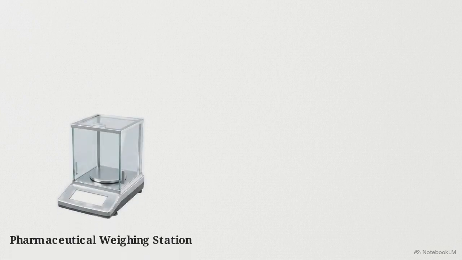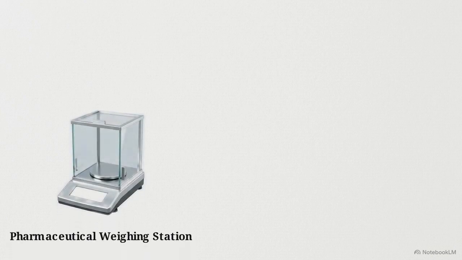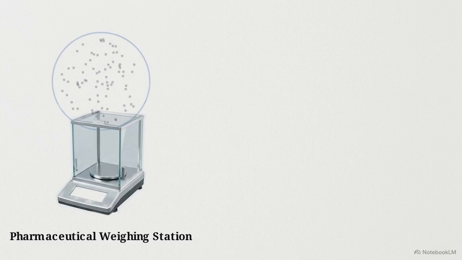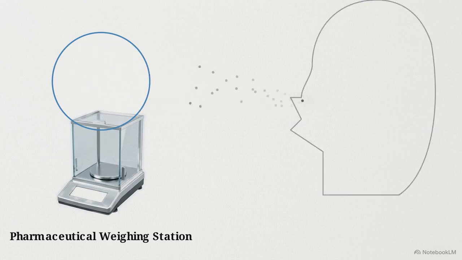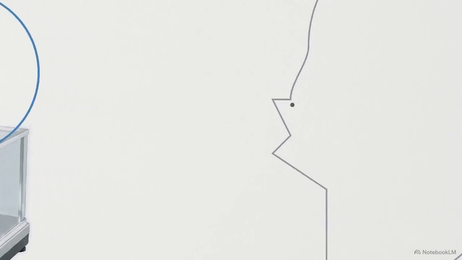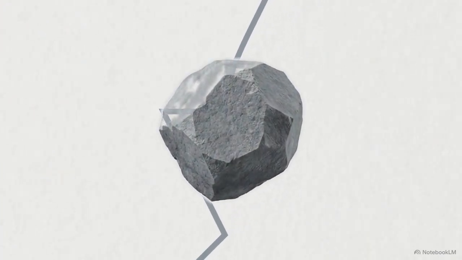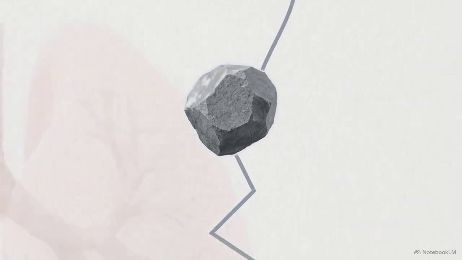This animated cross-section shows the ambient air over a pharmaceutical weighing station. What looks like clear air to the naked eye is actually filled with fine solid particles. Inhaling these invisible suspensions is what we call dust exposure. Each microscopic particle is a concentrated mix of active pharmaceutical ingredients, raw materials, and organic matter.